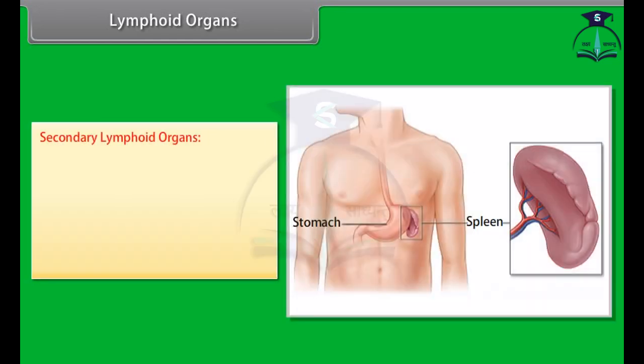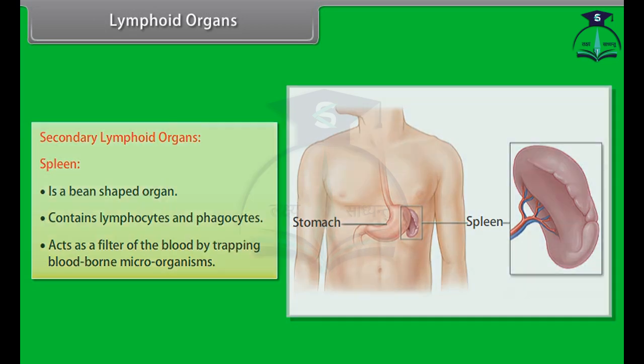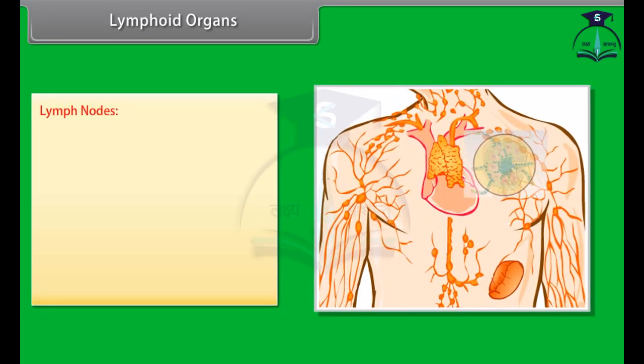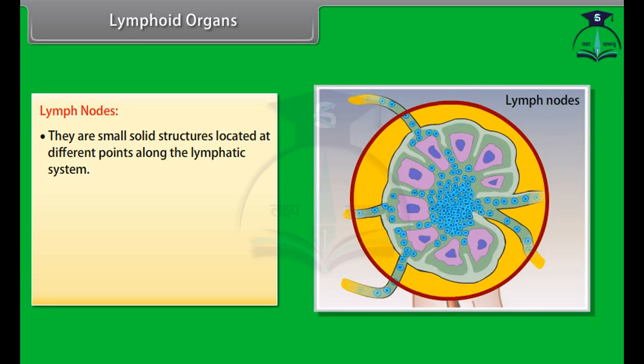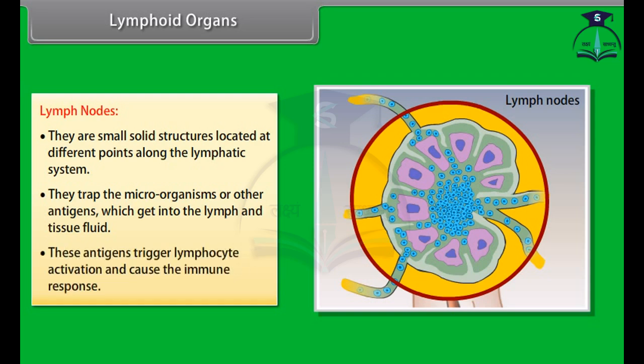Secondary lymphoid organs. Spleen is a bean-shaped organ. It contains lymphocytes and phagocytes. It acts as a filter of the blood by trapping blood-borne microorganisms. Lymph nodes. They are small solid structures located at different points along the lymphatic system. They trap the microorganisms or other antigens which get into the lymph and tissue fluid. These antigens trigger lymphocyte activation and cause the immune response.